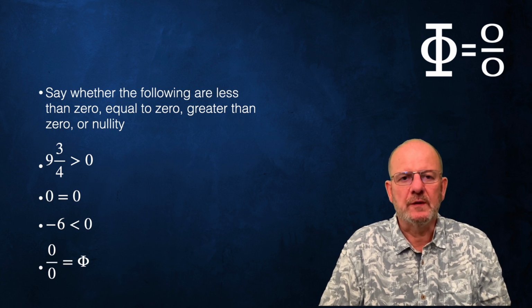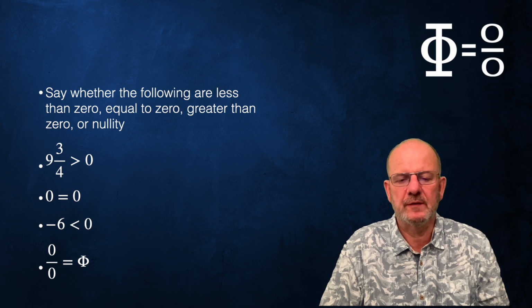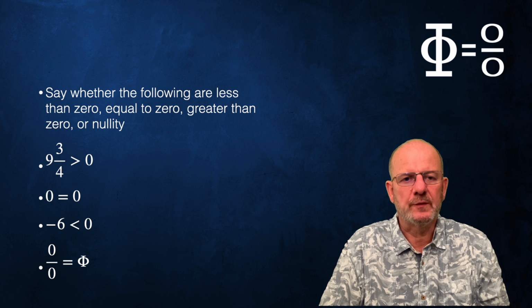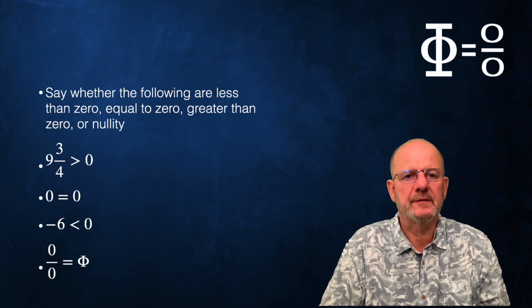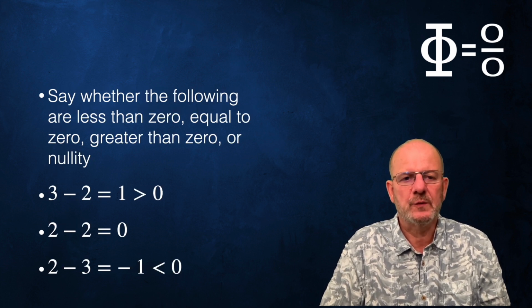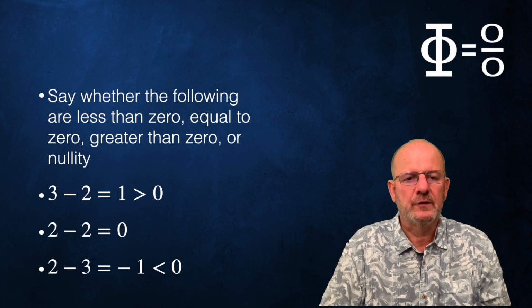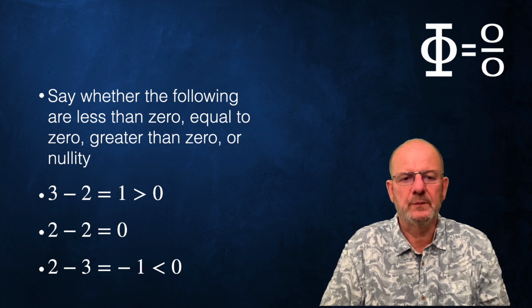So the question was, say whether the following are less than 0, equal to 0, greater than 0, or nullity. And the answers are 9 3/4 is greater than 0, 0 is equal to 0, -6 is less than 0, 0 over 0 is equal to nullity, 3 minus 2 equals 1, which is greater than 0, 2 minus 2 equals 0, which is equal to 0, 2 minus 3 equals -1, which is less than 0.